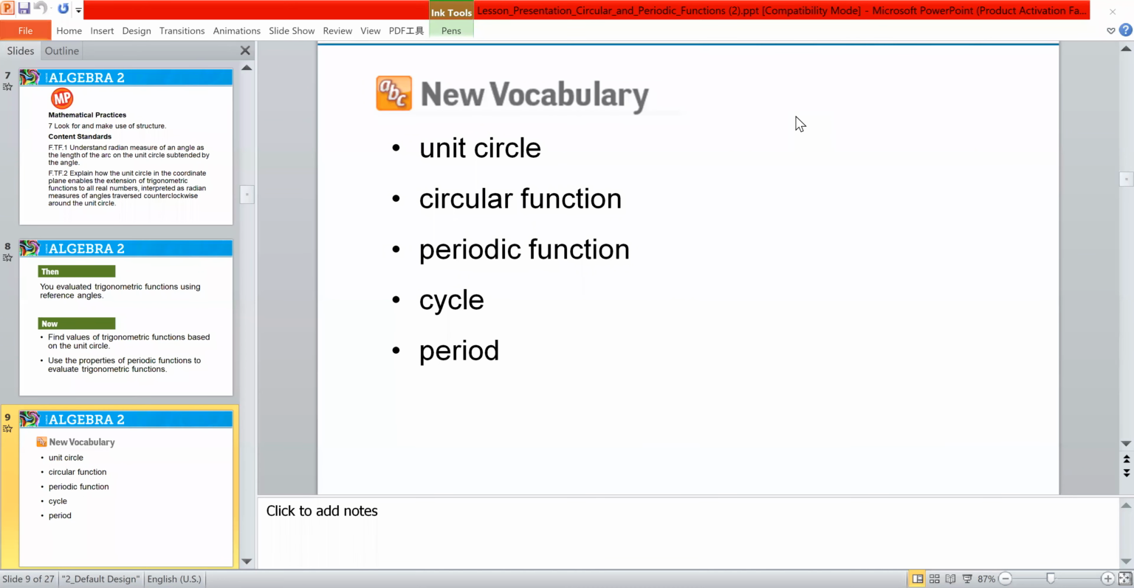Today, inshallah, we'll start a new lesson. The new lesson is talking about the circular and periodic functions. Our new vocab in this lesson will be the unit circle, circular functions, periodic functions, cycle, and period.